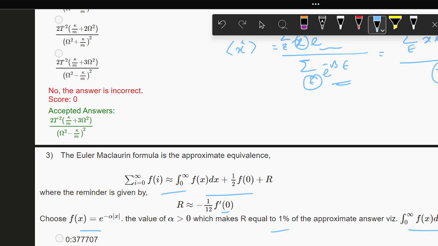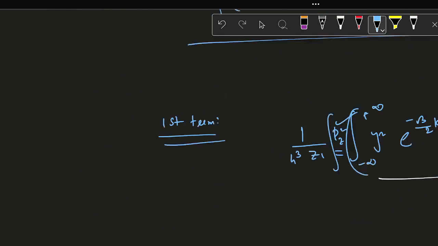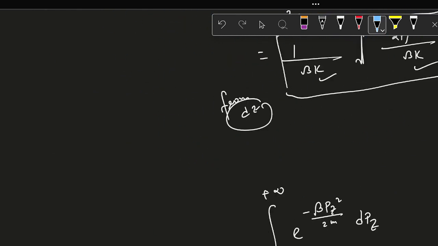So your r value is 1% of this thing, then what is the value of, I think what is asked here is the alpha value. Yeah, the alpha value you have to get. So let us solve it quickly. It is not very difficult, a short problem.